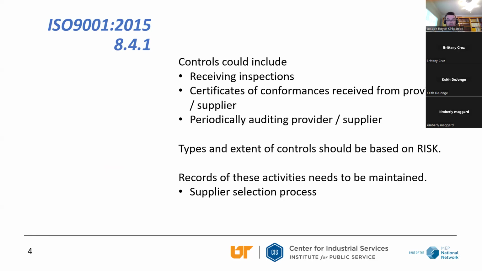Controls could include receiving inspections, certificates of conformance that you receive from a provider or a supplier, or periodically auditing or sampling the supplier. The types and extent of the controls should be based on risks. Just like any other decision we're making in our quality management system, it should be based on risks. And records of these activities need to be maintained. Typically, that is in the supplier management, or the supplier monitoring, or the supplier selection process.